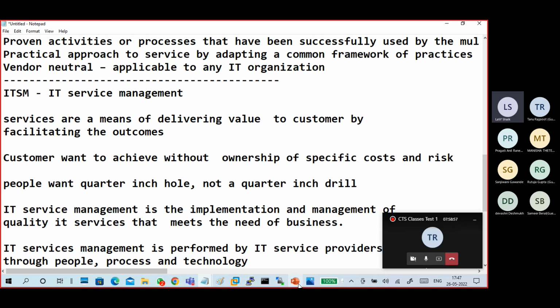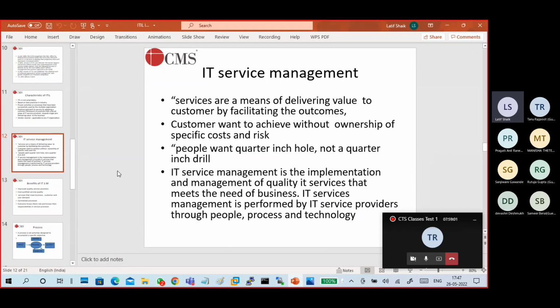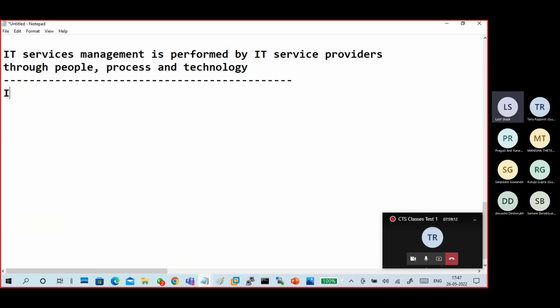This is a small introduction to IT services. There is always a question: what is the difference between ITIL and IT service management? And the versus comparison is there, no? So, what is ITIL?